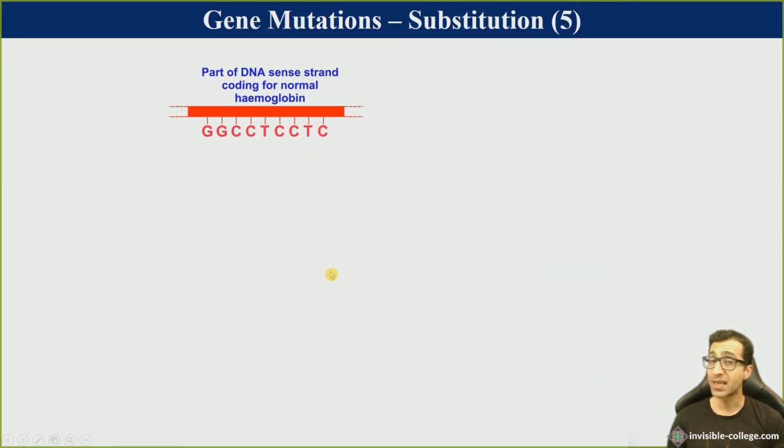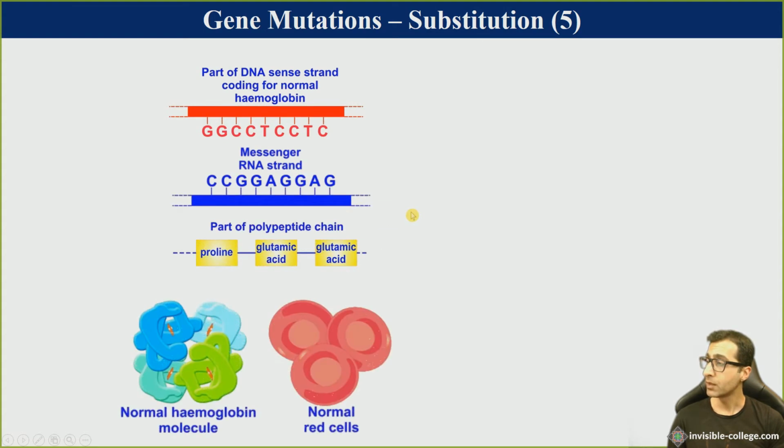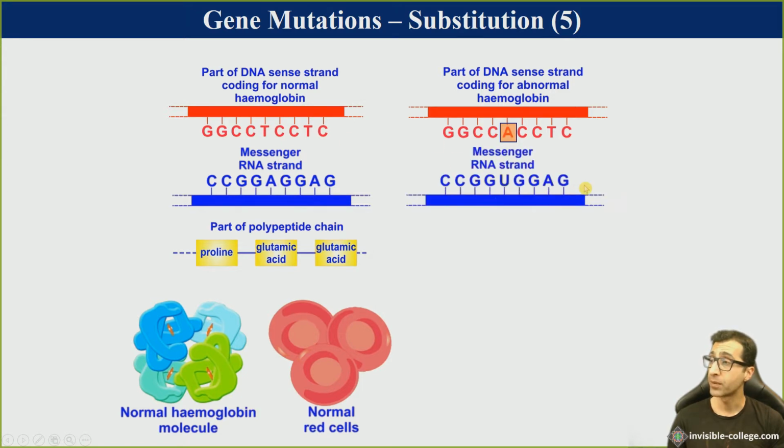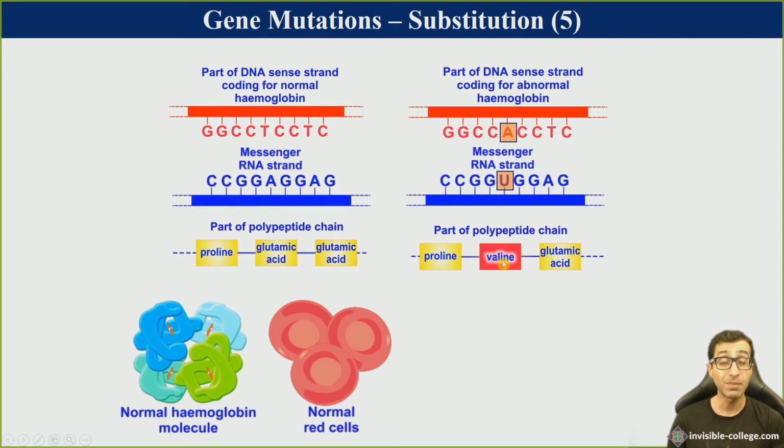However, if we then take that same codon and compare it to the same part of the DNA sense strand that codes for abnormal hemoglobin, we can see here that one of these bases has been changed, and in turn the transcription of that part of the DNA sense strand will lead to a change in the structure of the mRNA as well. And this in turn will, in this case, lead to the substitution of the glutamic acid in this position of the polypeptide chain for the amino acid valine.